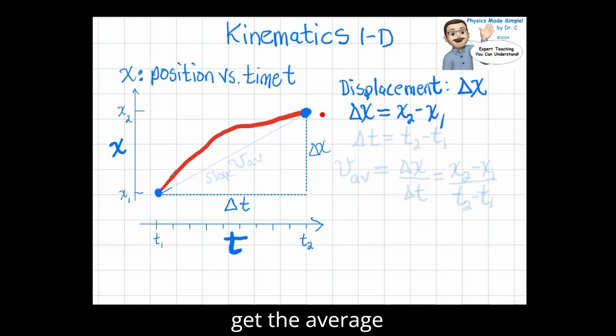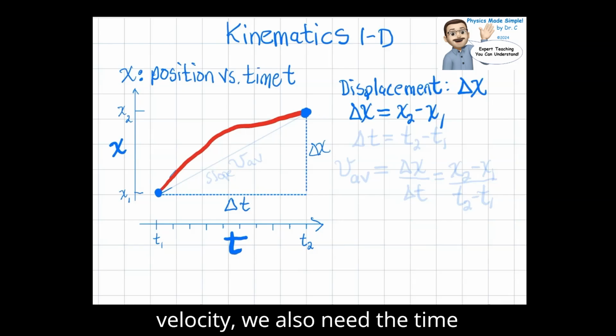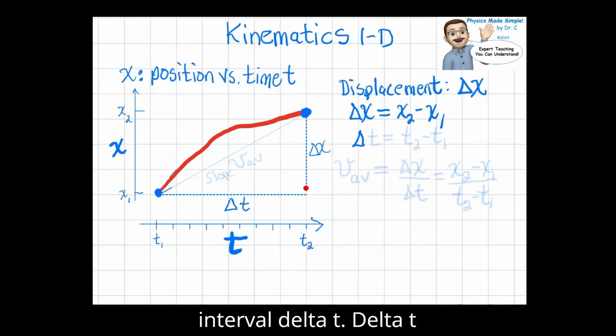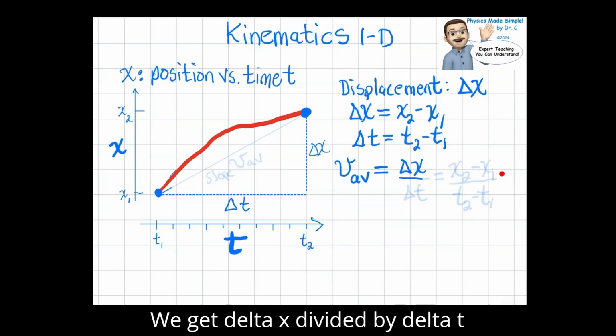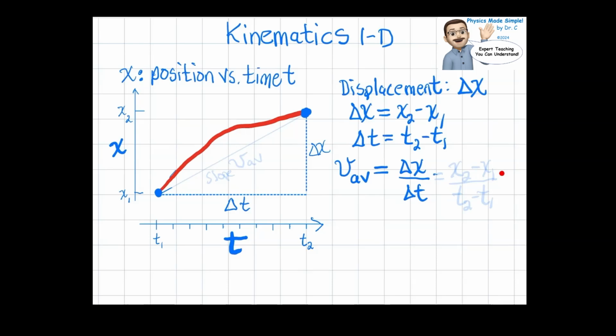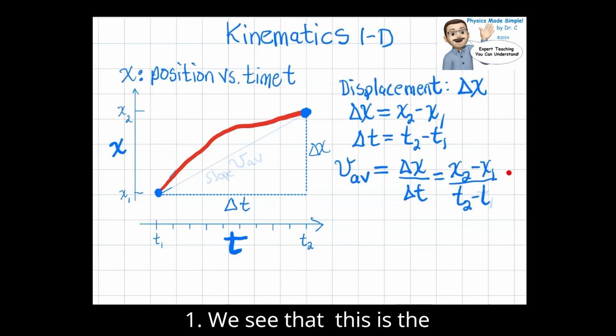And in order to get the average velocity, we also need the time interval delta t. Delta t is t2 minus t1. To compute the average velocity over the interval delta t, we get delta x divided by delta t, equal to x2 minus x1 divided by t2 minus t1.